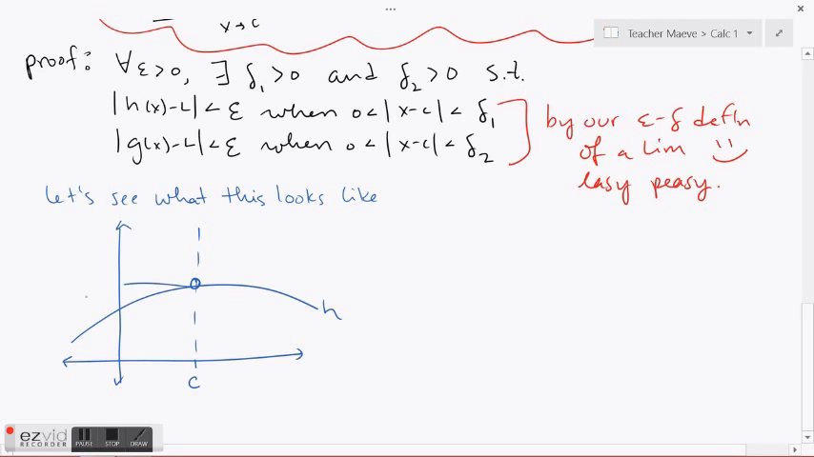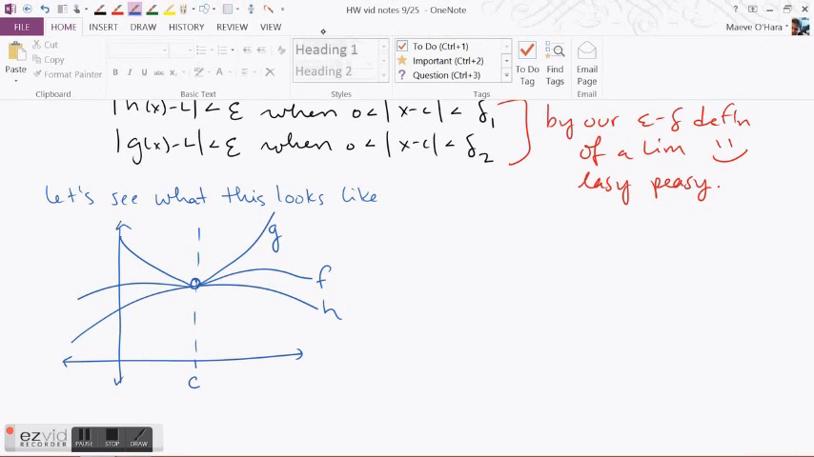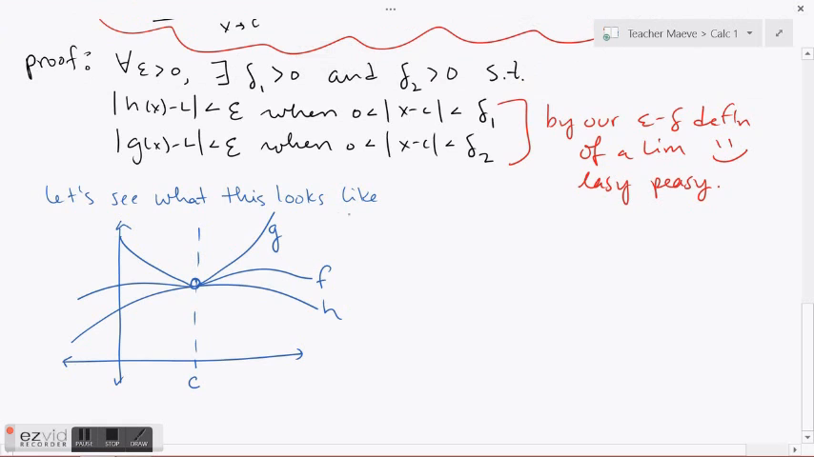All right, so that's h. Remember, we want h to be less than f, so f is going to be a little bit above it, and then we want f in between g and h. So there we go. Our function values of g are greater than f, which is greater than h. Good. F is squeezed in between, hence the squeeze theorem's name. h of x is less than or equal to f of x is less than or equal to g of x.